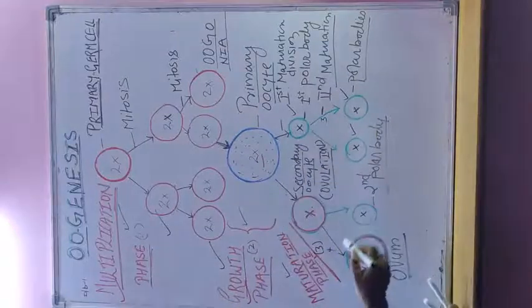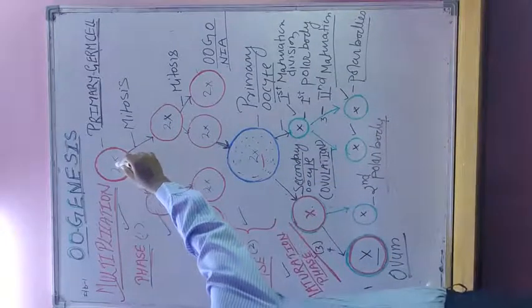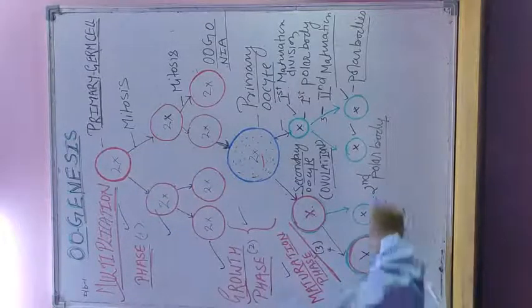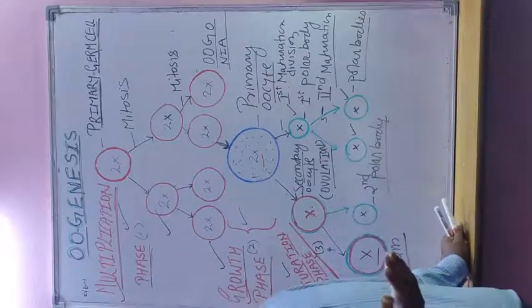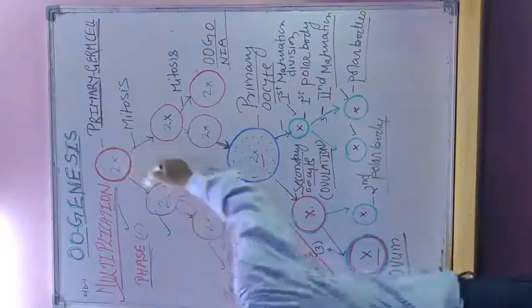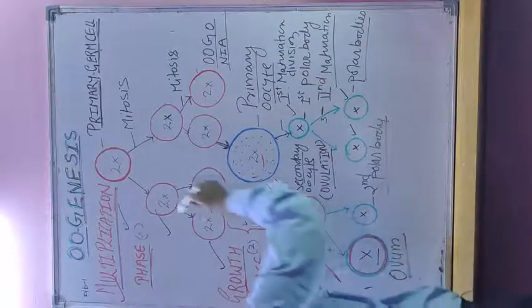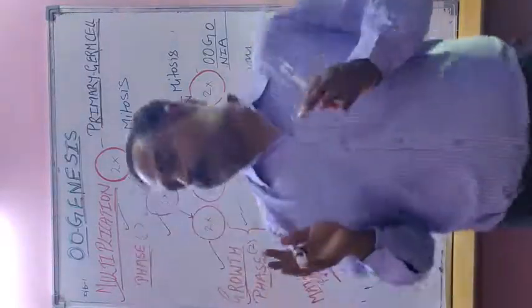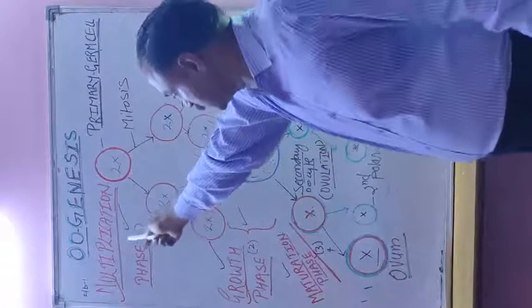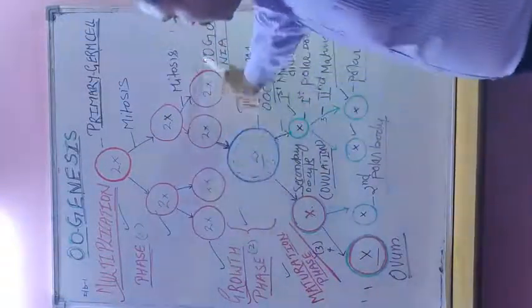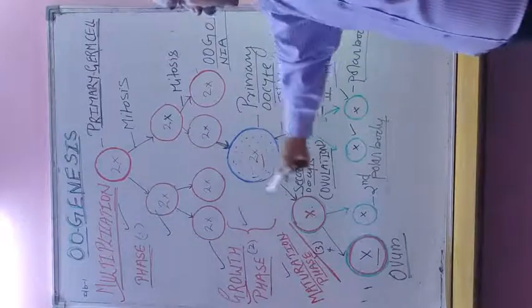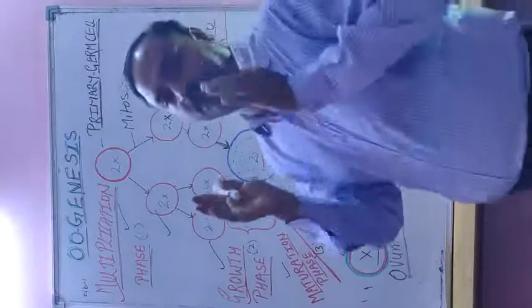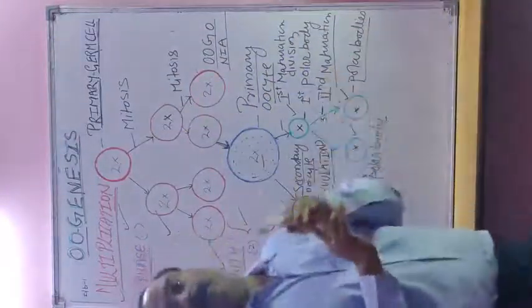And the last important difference: in spermatogenesis, from one primary germ cell we get 4 spermatozoa, but here we get only one ovum from one primary germ cell. So these are the major differences between spermatogenesis and oogenesis. Remember, student, these 3 phases: the multiplication phase where cells multiply, the growth phase where the cell grows, and the maturation phase where it matures by 2 maturation divisions. The first maturation division is meiosis and the second is mitosis.